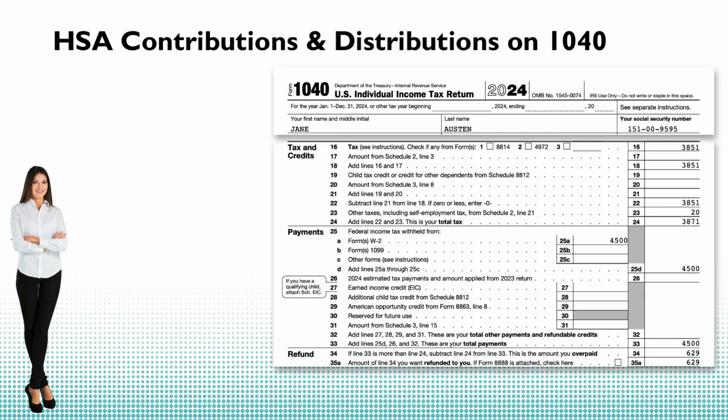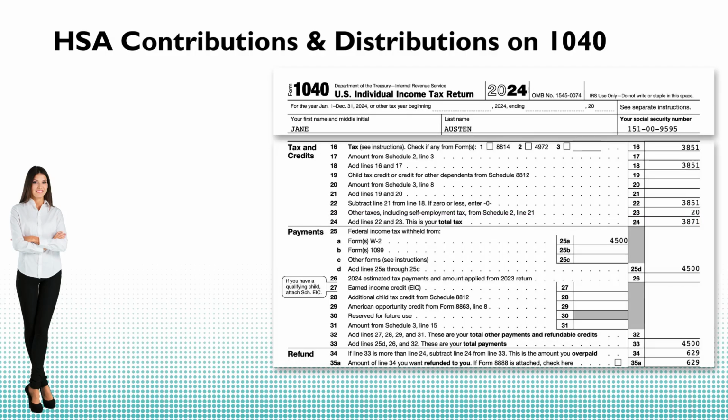On page 2 of her 1040, line 16 shows her regular income tax of $3,851, which is automatically calculated. She didn't claim any non-refundable credits in that section, but she has been assessed $20 additional tax on the $100 non-qualified distribution, which increases her total tax due to $3,871.